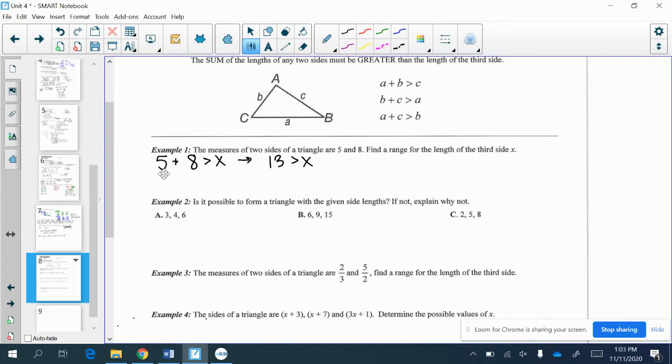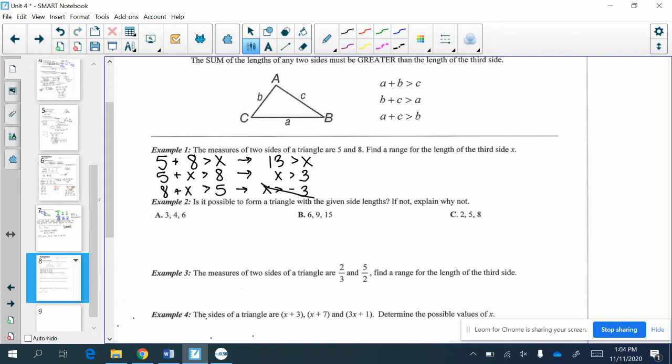Then I have to do 5 plus x has to be greater than 8. Simplifying that, subtract 5 from both sides: x is greater than 8 minus 5, which is 3. And then what if we do 8 plus x has to be greater than 5? Well, x is greater than 5 minus 8, which is negative 3. Can't have a negative number for a side of a triangle, so that does not work.